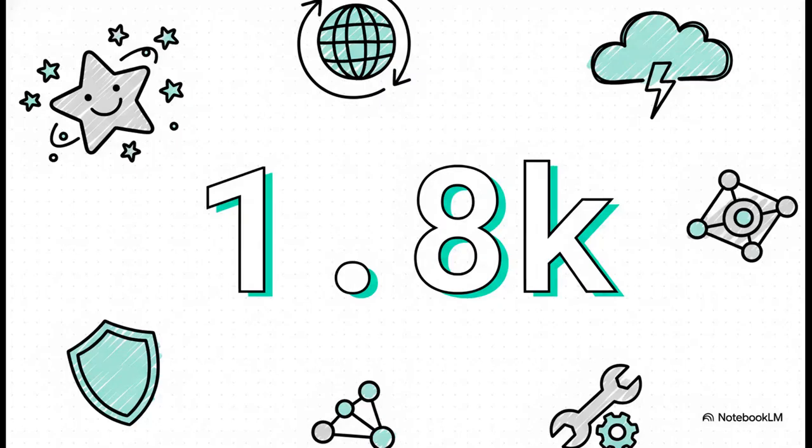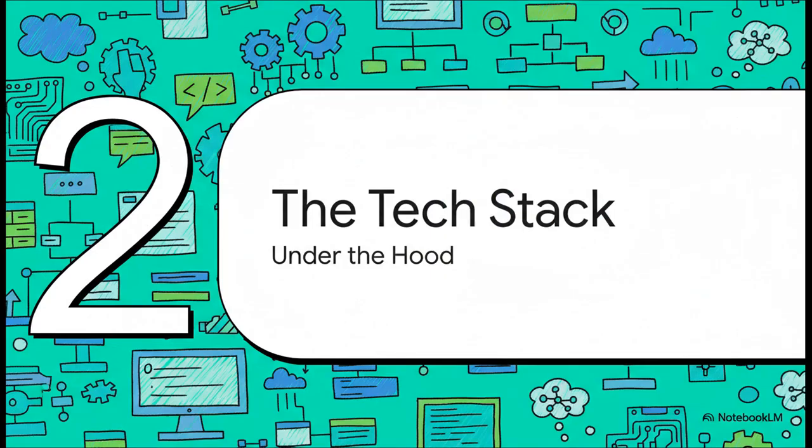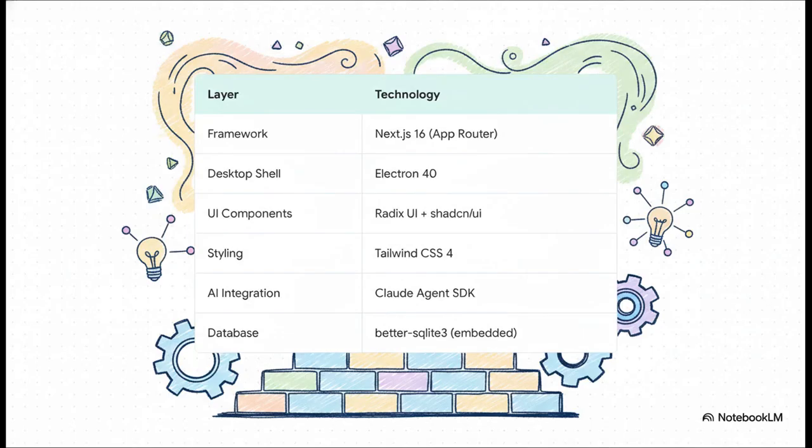And hey, you don't have to just take my word for it. The developer community is definitely paying attention. With over 1,800 stars on GitHub, that's a pretty clear signal that CodePilot is solving a real nagging problem for a lot of people. This is an open source project with some serious momentum behind it. Now, for all my fellow developers watching, you're probably getting curious about what's actually making this thing tick. So let's pop the hood, because the tech stack here is just as modern and slick as the problem it's solving.